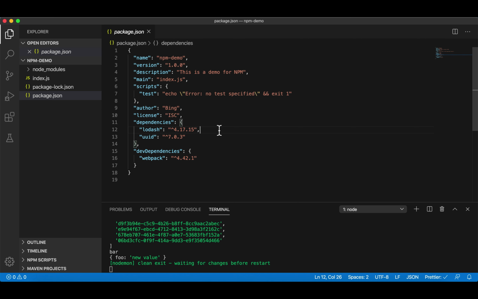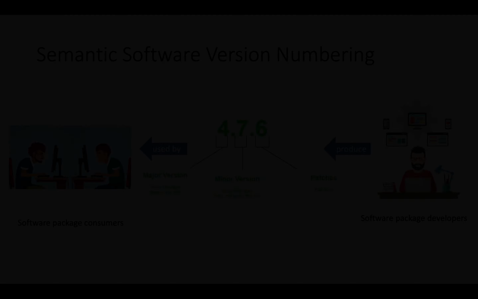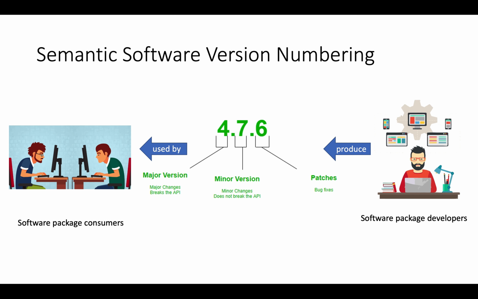So let me explain in PowerPoint. As you all know, software has a life cycle. That means it will evolve over time. For example, we may fix some bugs, make some modifications, introduce some new features, and so on.